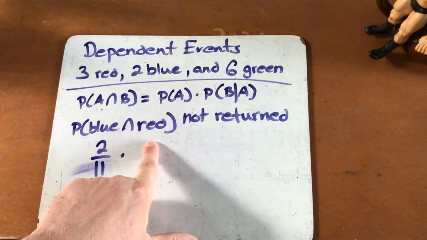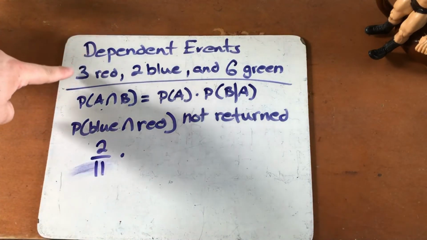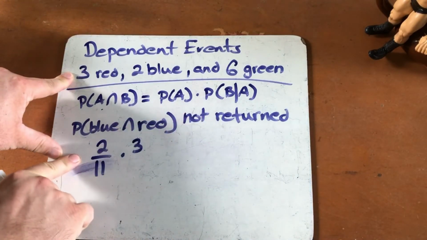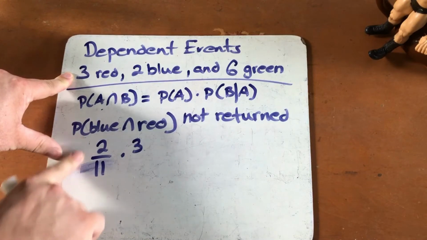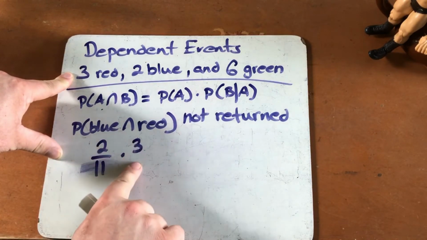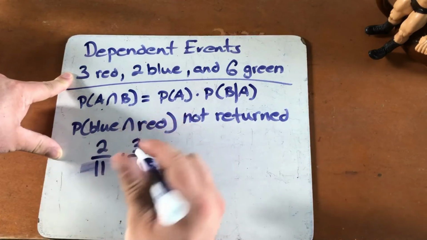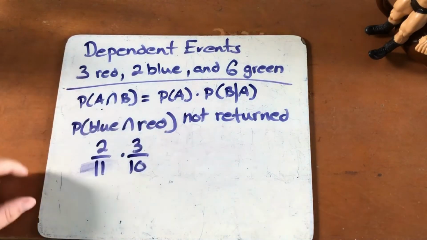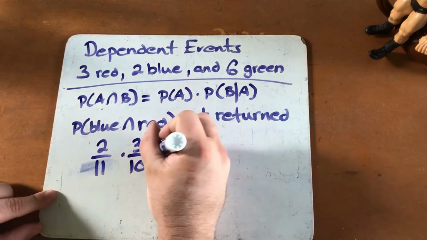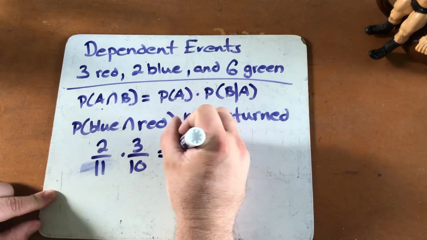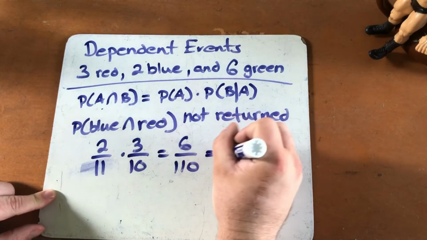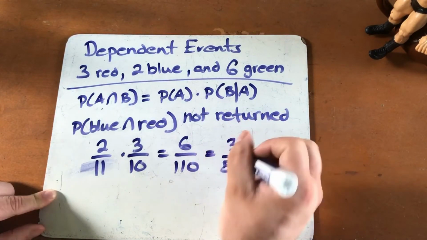The second probability, so the probability of drawing a red marble is 3, because we're assuming that this was a blue marble that I took out first. So I still have 3 red ones left in the bag, but now since I didn't put the blue marble back, there's only 10 marbles left in the bag to choose from. When I multiply straight across, that gives me 6 over 110, which simplifies to 3 over 55.